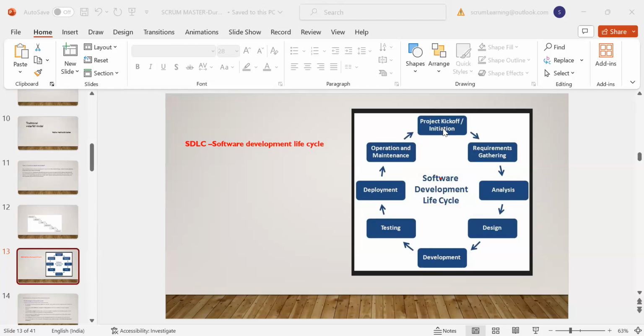So in this way, the whole software development life cycle, it's a cycle, right? So in this way, it goes off. Right. So hope you got it, Yogesh. Any doubts here?